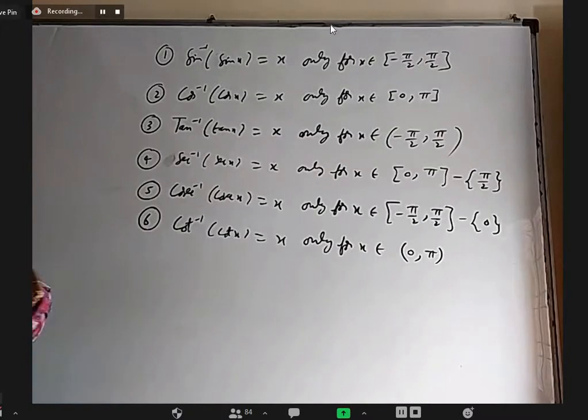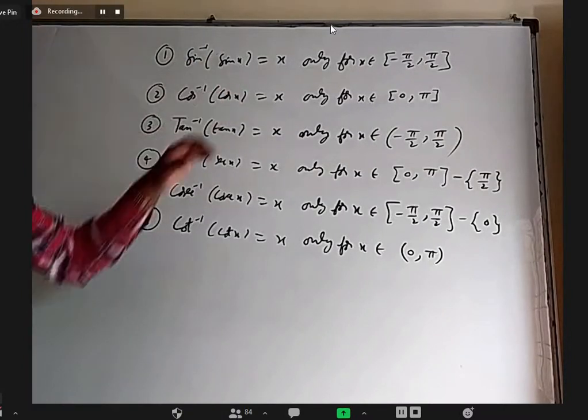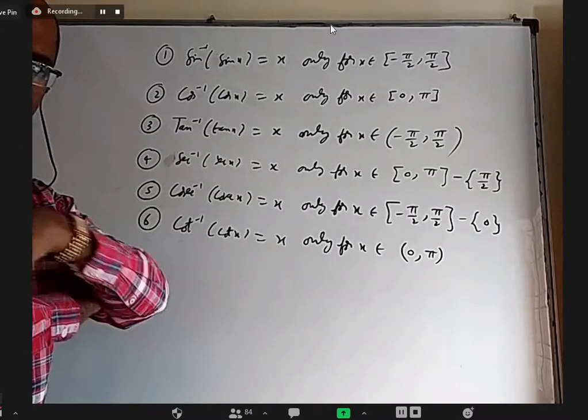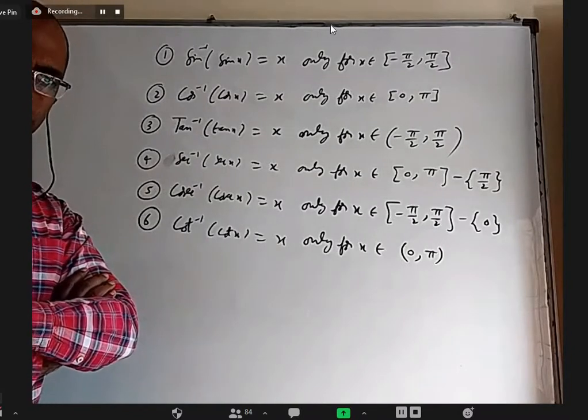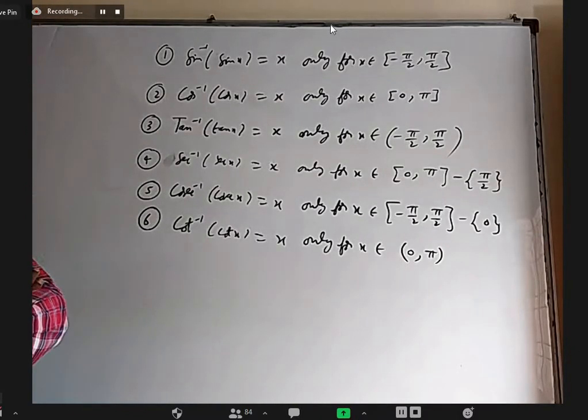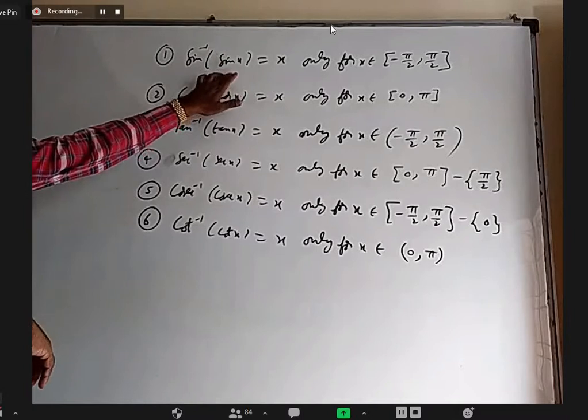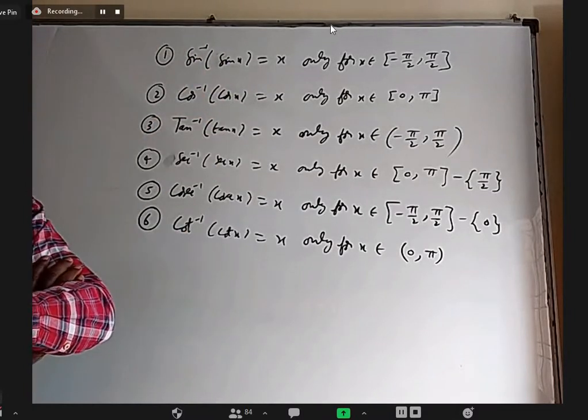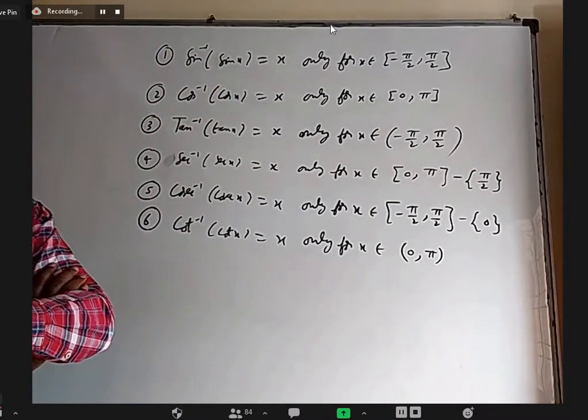So yesterday we have seen formulas sine of sine inverse x. Yesterday also we wrote 6 formulas, right? Yes, sir. Okay. There we have inverse as the inner function and outer function is the original function, original sine and all.